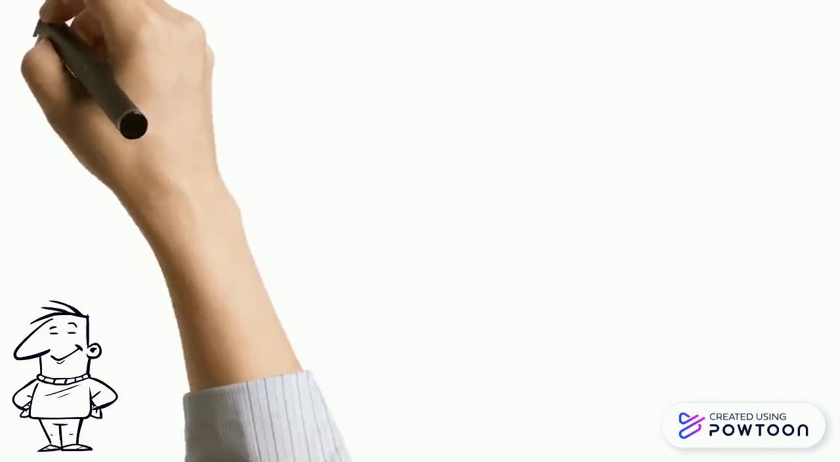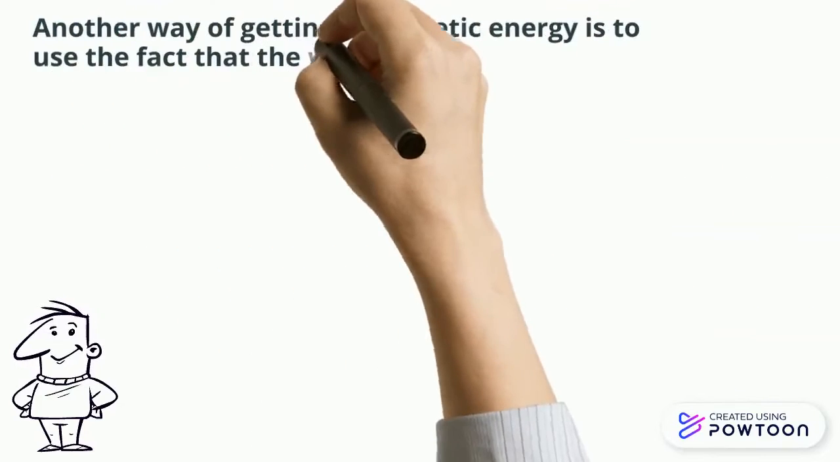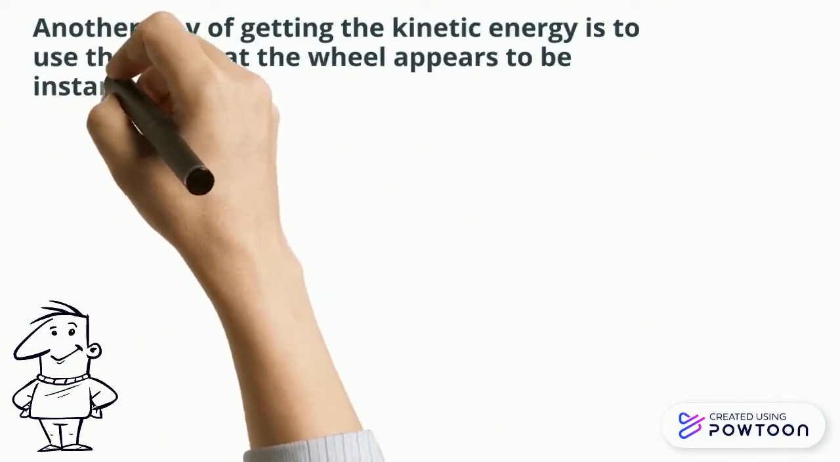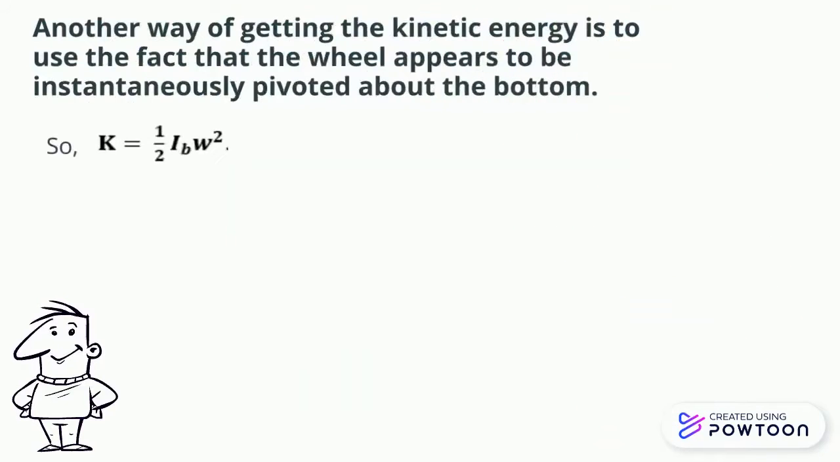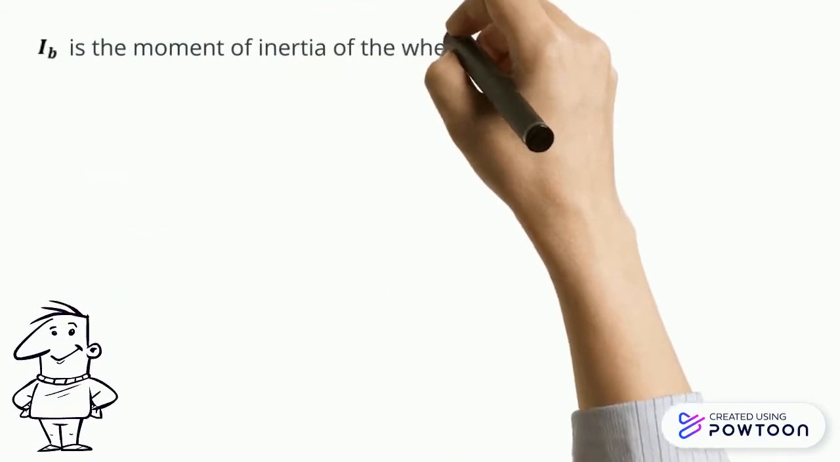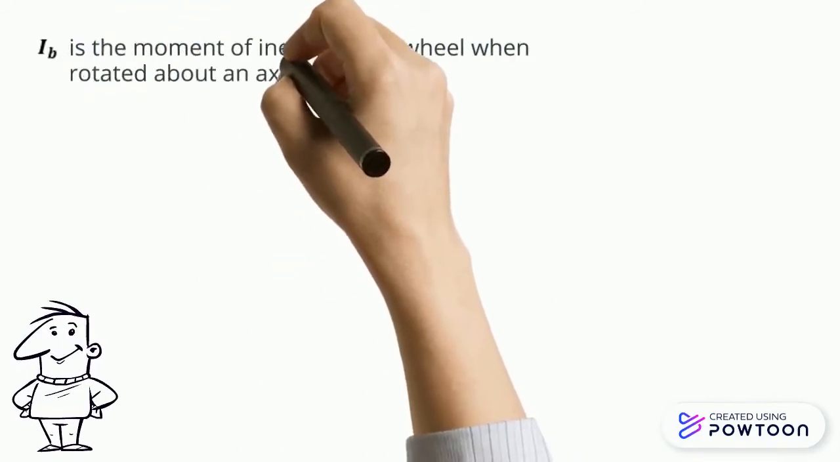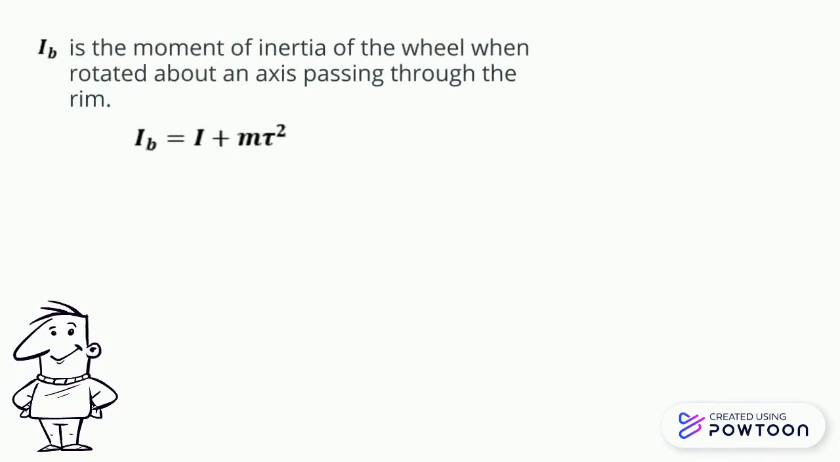Another way of getting the kinetic energy is to use the fact that the wheel appears to be instantaneously pivoting about the bottom. So K equals 1/2 multiplied by IB W squared. IB is the moment of inertia of the wheel when rotated about an axis passing through the rim. IB equals I plus M R squared. The final equation will be like this.